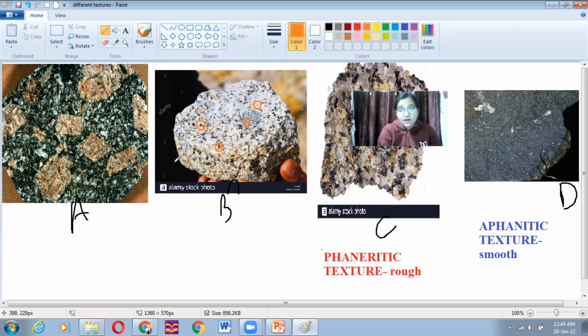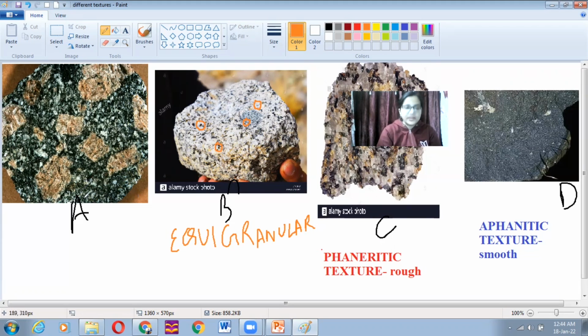And because this is uniformly small and the crystals are equal in size, we call it an equigranular texture of the igneous rock.